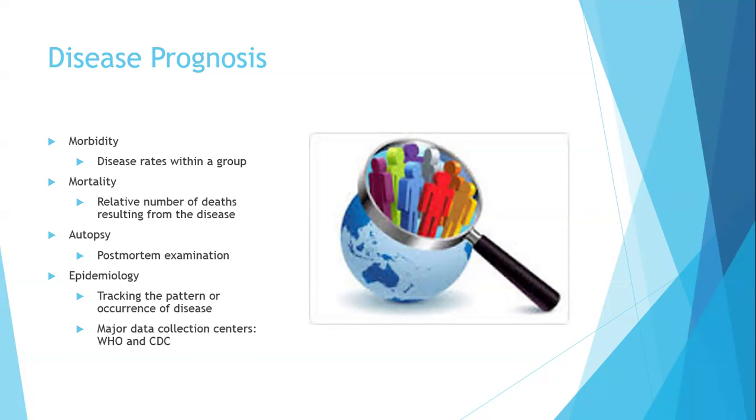Epidemiology is the science of tracking the pattern or occurrence of disease. There are major data collection centers like the World Health Organization and the Centers for Disease Control in the United States that track the transmission and distribution of diseases. One of the major functions of the World Health Organization and the Centers for Disease Control is to control the spread of infectious diseases. And a lot of times they're looking for patterns and trends that are happening in disease.